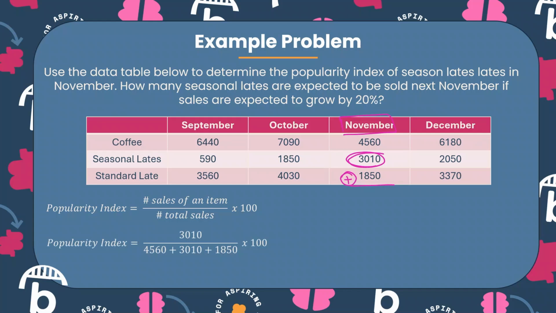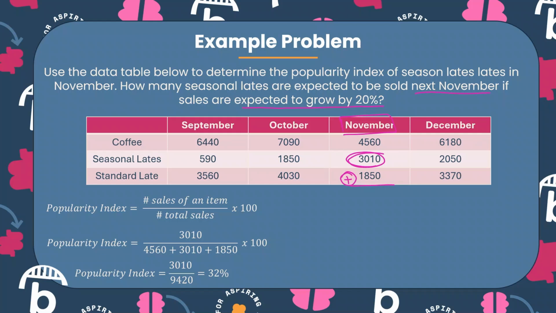But let's plug into the popularity index. We'll take the number of seasonal lattes and divide it by the total number of products sold in that month, and we come up with 32%. That's the popularity index. But if you read this problem carefully, it says how many seasonal lattes are expected to be sold next November if sales are expected to grow by 20%. I hope you're starting to see why I focus so much on percent and dimensional analysis.